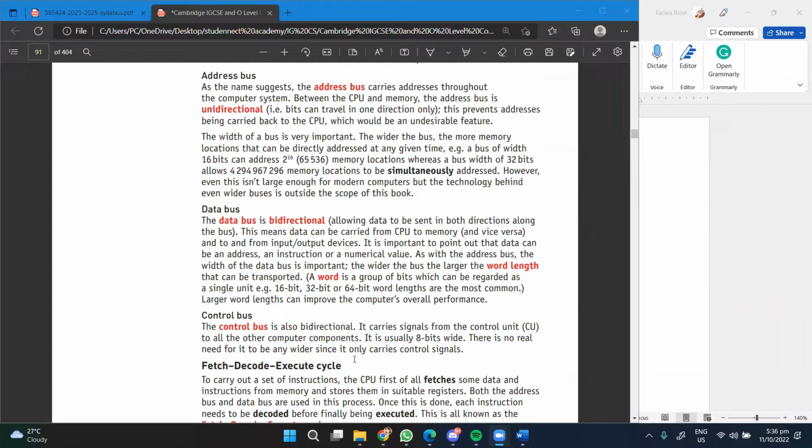Because a control bus's functionality is basically to tell the computer how to control the computer, and for that, you don't need that much storage, or you don't need a really wide bus. You just need to transfer very small data amounts, which is just for the signals. That's why it's just 8 bits wide.